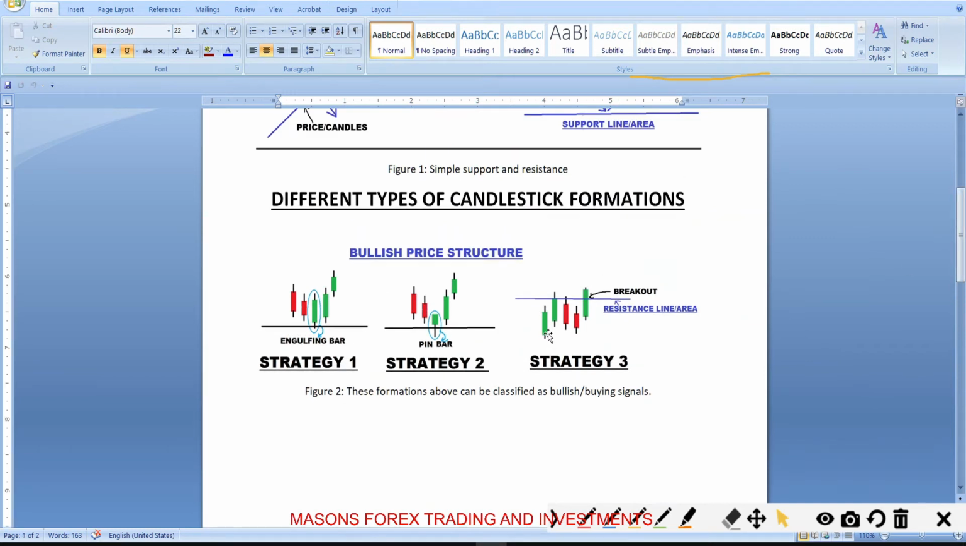I'm looking for something like this, where price breaks out fully. I do have a minimum of 2 candles, but it doesn't necessarily mean it has to be 2 candles. It can be a pullback of 3 red candles or even 4 red candles. It will depend on the market.